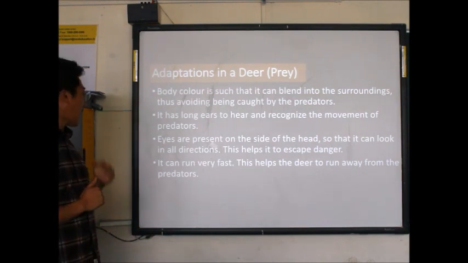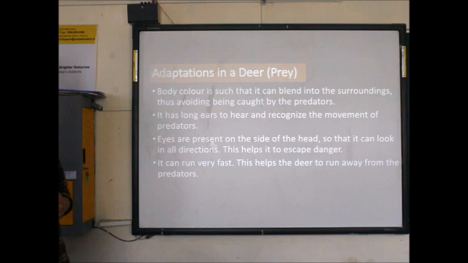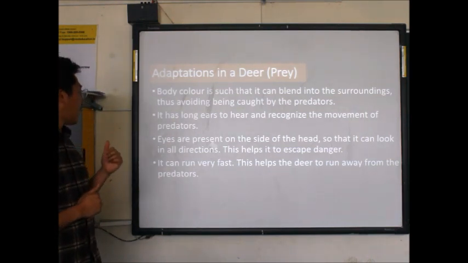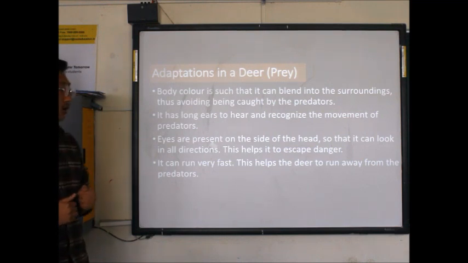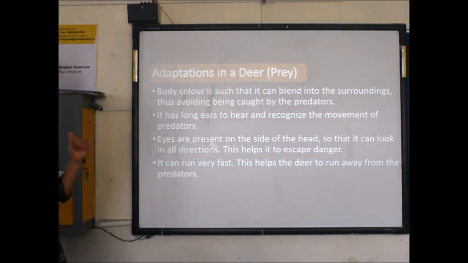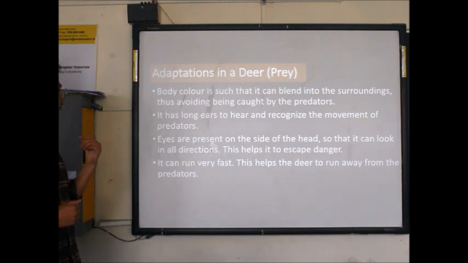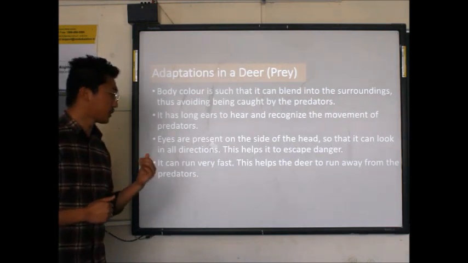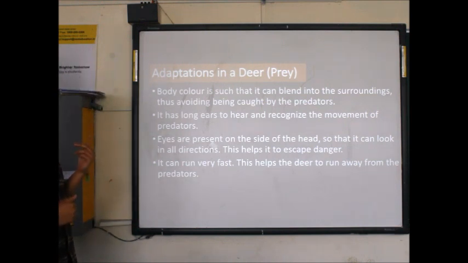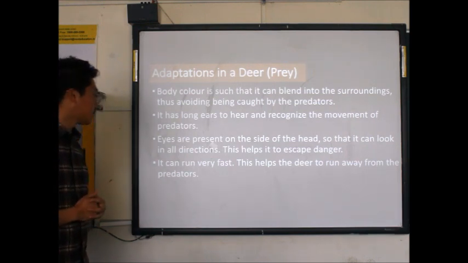Next adaptation is, eyes are present on the side of the head so that it can look in all directions. So it can look easily from where the predator is coming or hiding. This helps it to escape danger. Because of this position of the eye in the deer, it is easier for the deer to escape its danger.